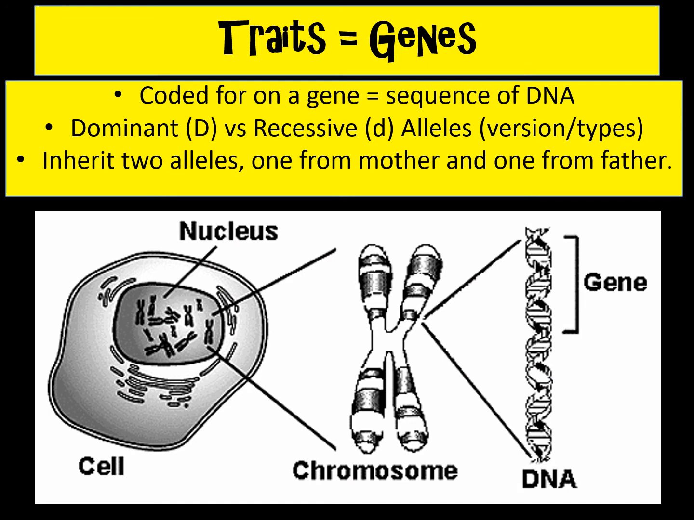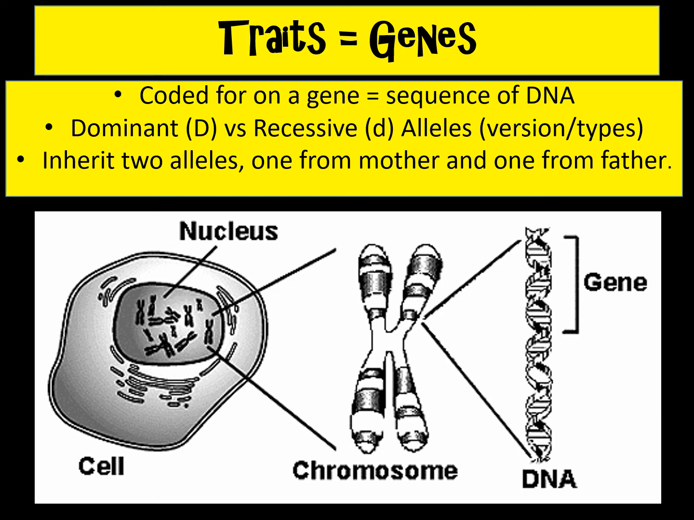Okay, so you inherit traits from your parents. Well, those traits are what we call genes. And a gene is simply a sequence of DNA that codes for that trait. So you have tons of genes in your cells. There are tons of different sequences of DNA that will code for traits that make you.